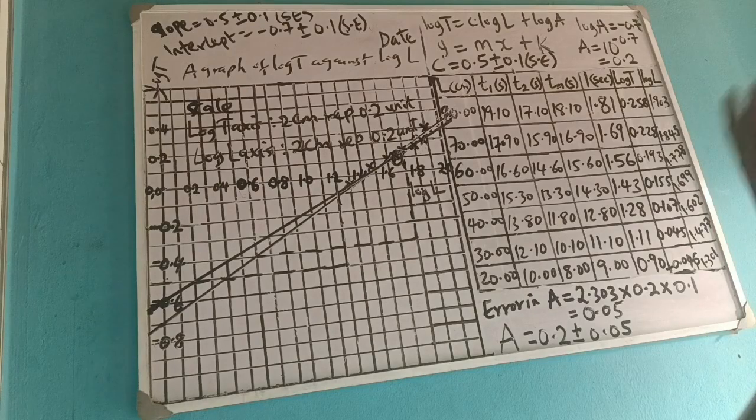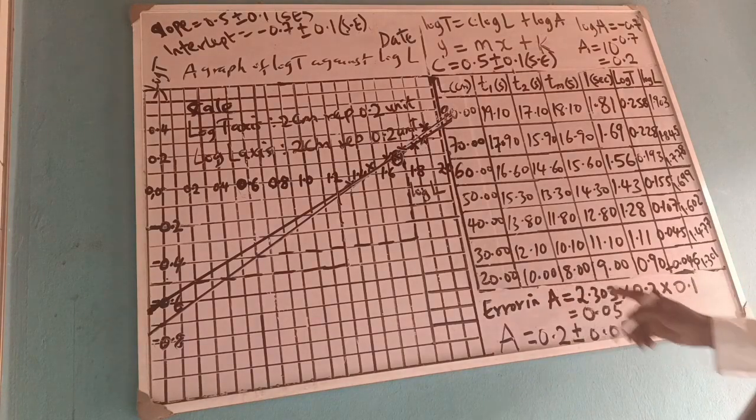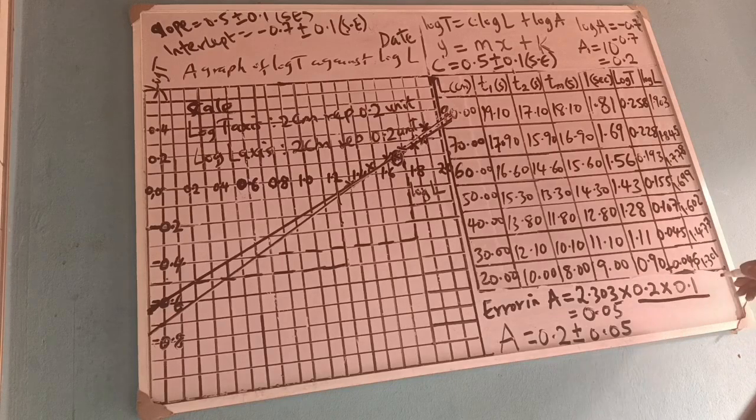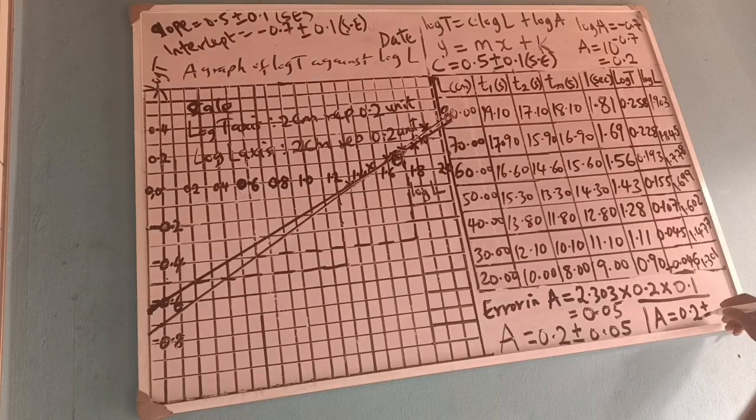In some textbooks or in some research work, you may not see this 2.303, and you will see that error in A is equal to 0.2 times 0.1. You just see it direct. So if you are going by that, it will also give you that A equals 0.2 plus or minus 0.02.